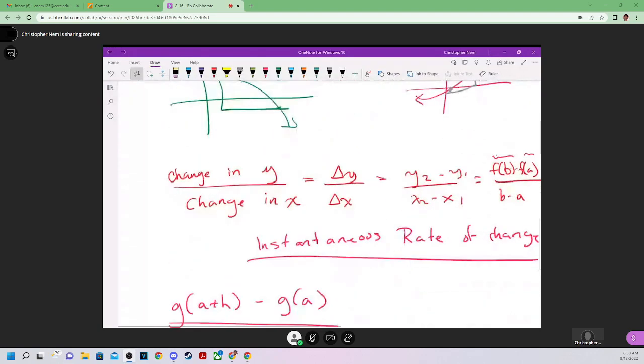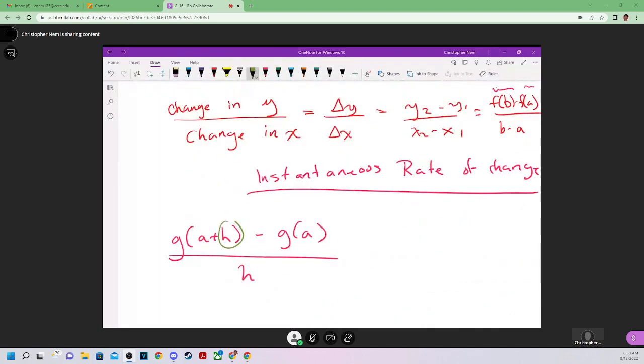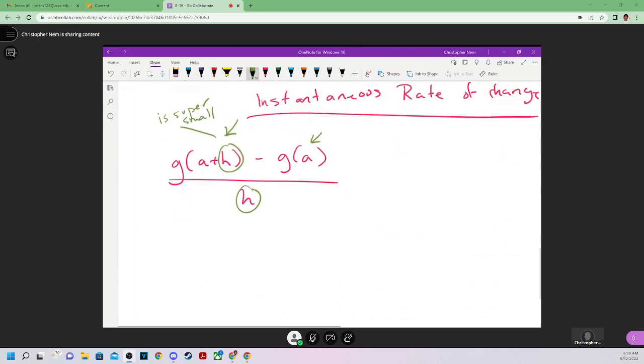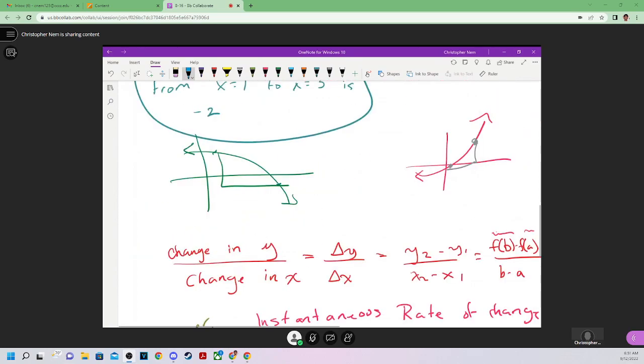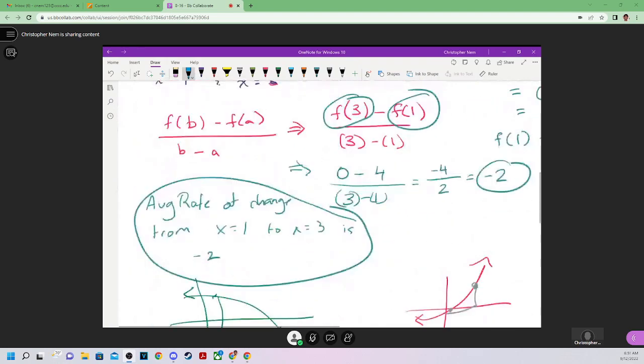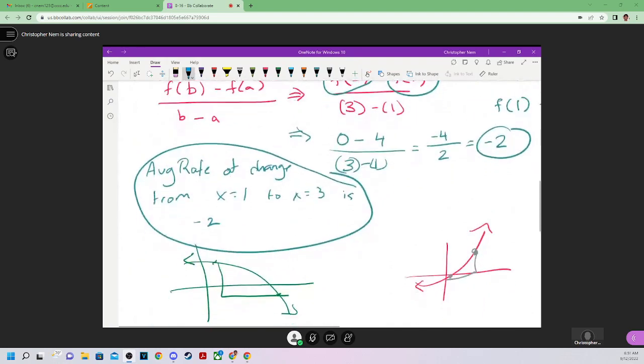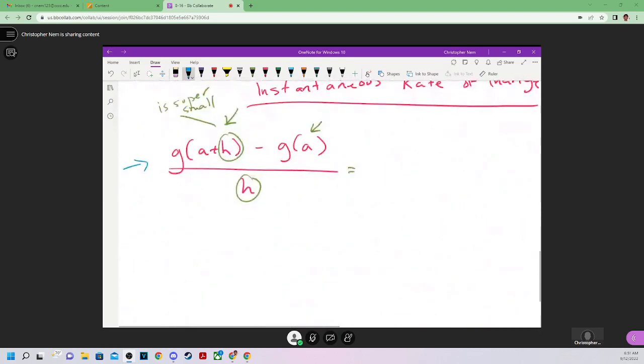So if I scroll down, in particular, this h is super small. The idea is that we're going to move our input a to our input a plus h by a very small amount. Even though a lot of teachers work with this, they never really show you what this actually is. So in reality, this is the exact same thing as your average rate of change, f of b minus f of a, your outputs subtracted over your inputs subtracted. But you don't see your inputs at all.